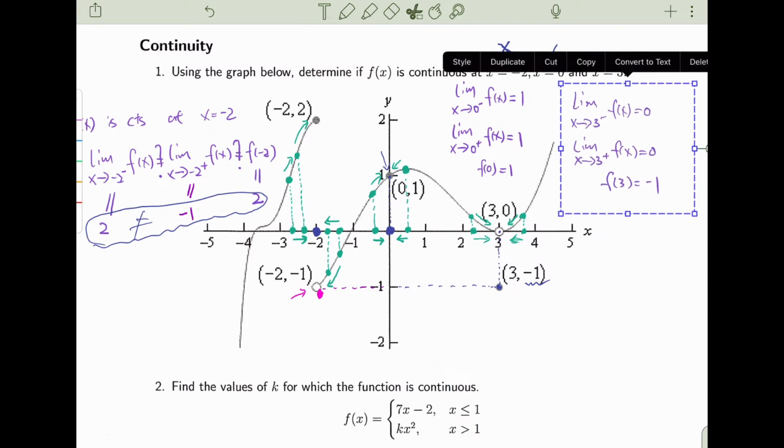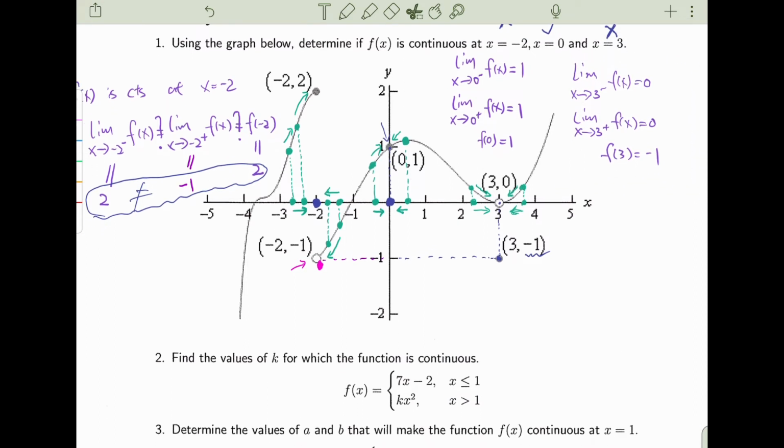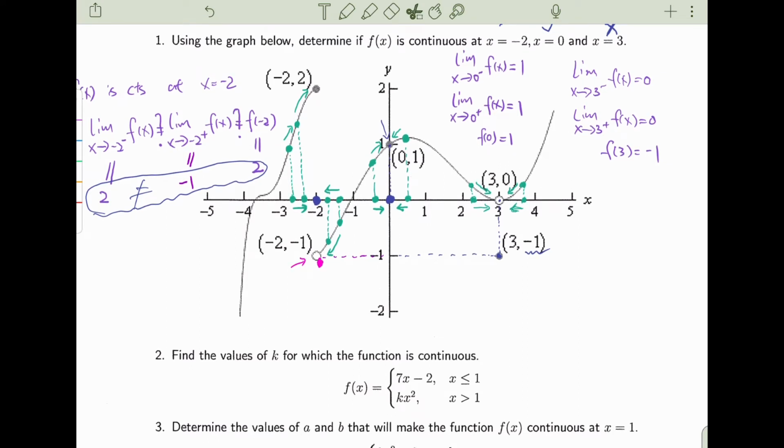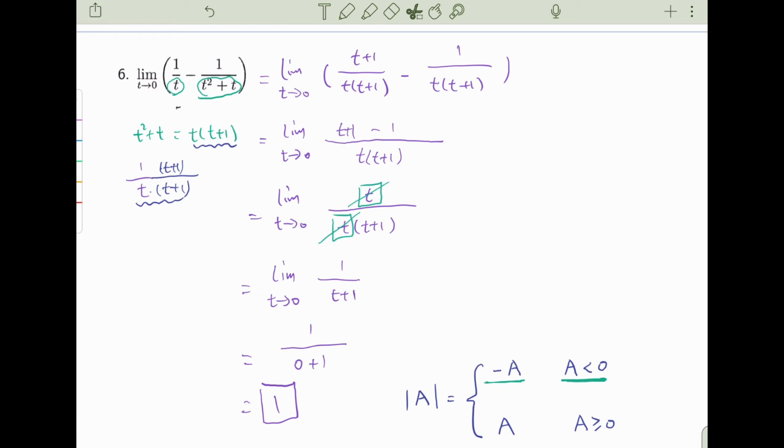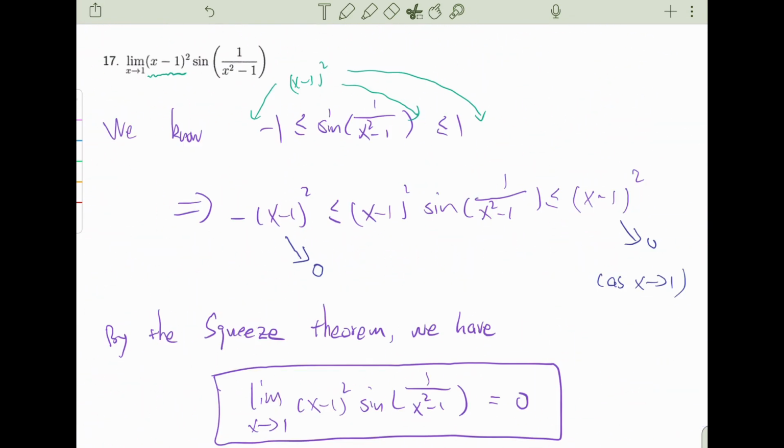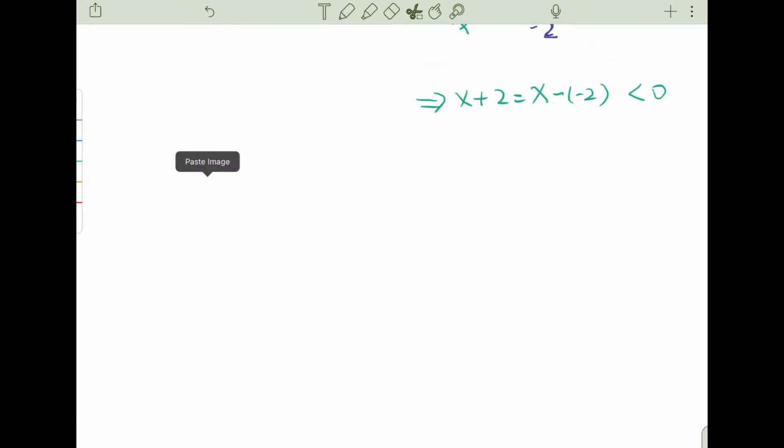So we're gonna move on to question 2. It's the same type of question, but this time we're not gonna use the graph, and instead we're gonna remember the definition and just solely check the definition by using the formula of the function. Okay, let me get some space here. Question 2. Okay. Find the values of k for which the function is continuous.